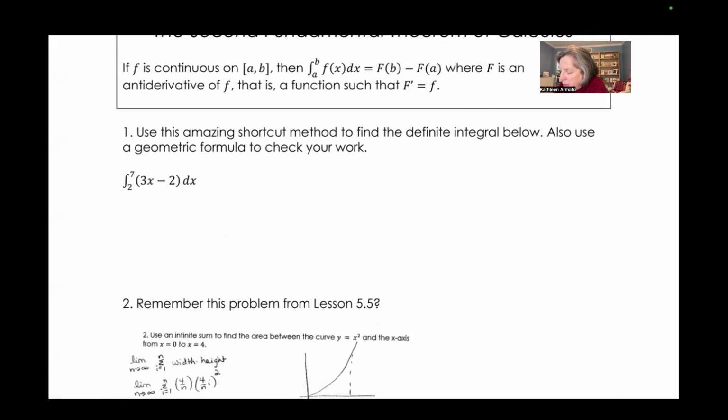So the integral of 3x minus 2. Okay, what function did I take the derivative of to get that? So I just integrate. Well, that's 3/2 x squared minus 2x. Now, the way that I do the notation here is that I use square brackets and I put the 2 and 7, my limits of integration there. And then I'm going to plug in.